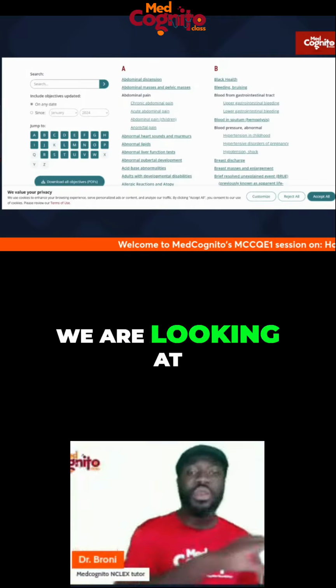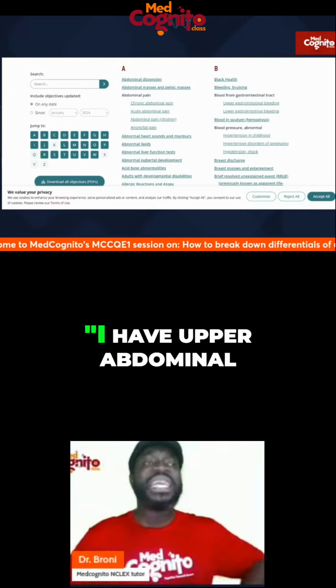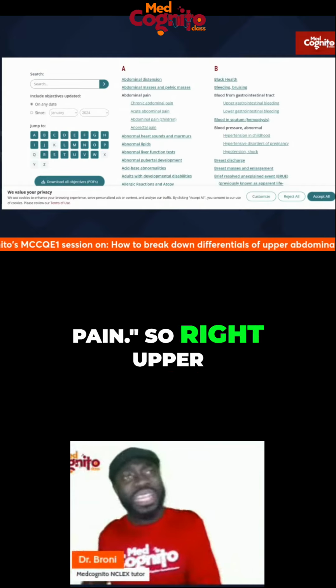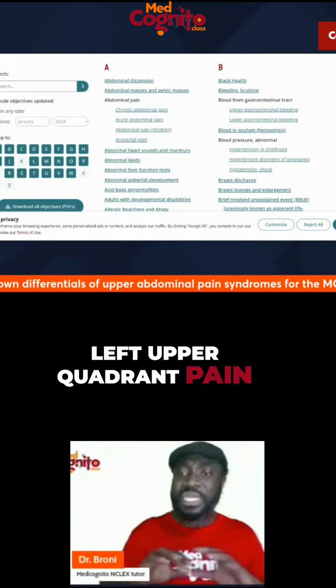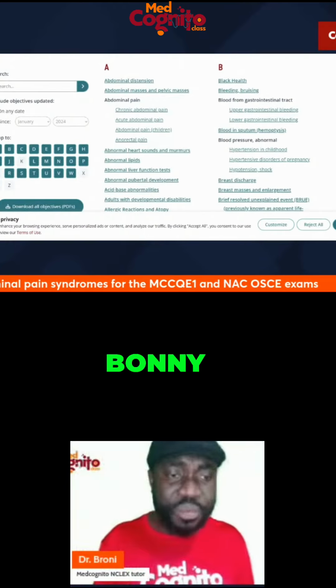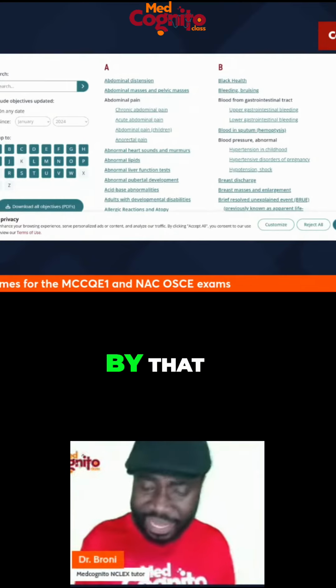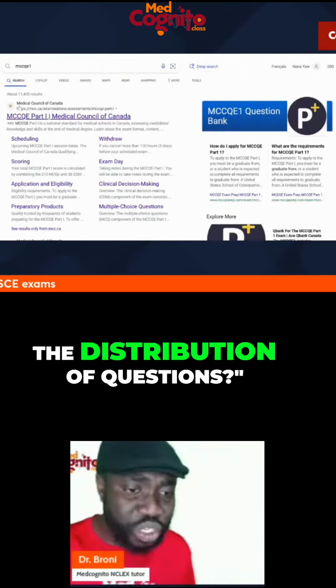This time we are looking at all the syndromes which can present so far as the patient says, I have upper abdominal pain. So right upper quadrant pain, epigastric pain, left upper quadrant pain. That is what we are going to deal with. And someone may ask me, okay, Dr. Bruni, what do you mean by that? What do you mean by this thing you're talking about, the distribution of questions?